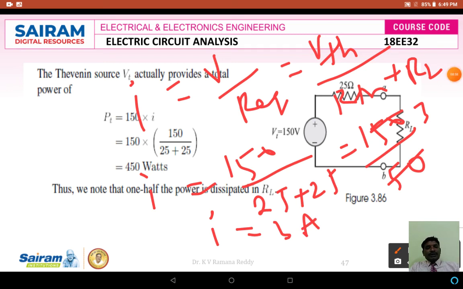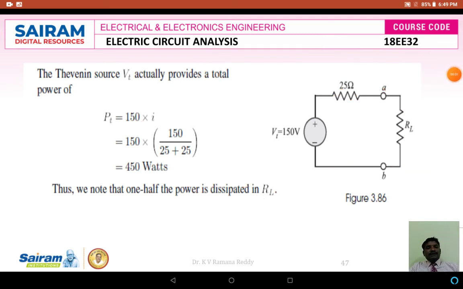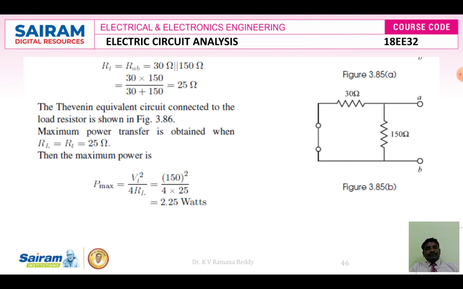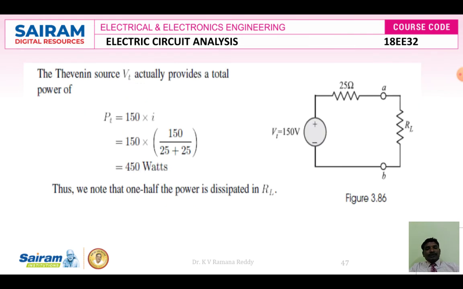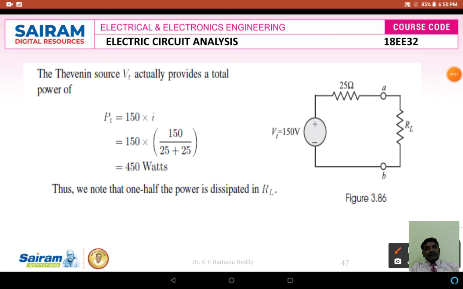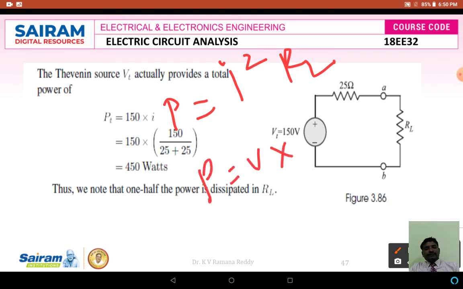If I is equal to 3 amperes, then what is the maximum power which is flowing in this circuit? We can find that maximum power in two ways. One is with the formula I square into RL. The other is with the formula V into I. So please go through the formula of I square RL here.